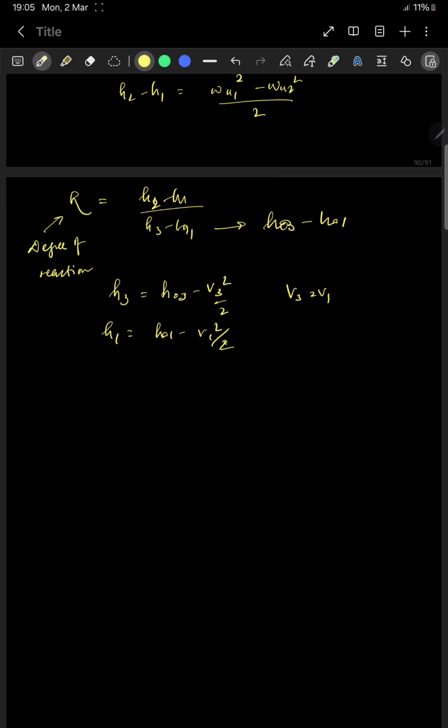Sorry, and since there is no work that is done or developed in the stator, h03 equals h02, so this can be changed to h02, right? And h02 minus h01 is equal to u into vu2 minus vu1.